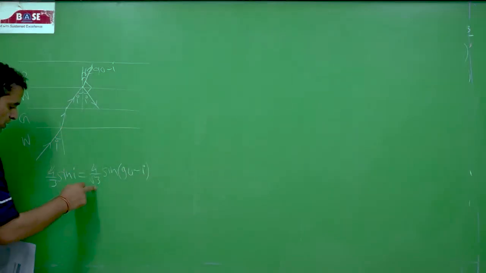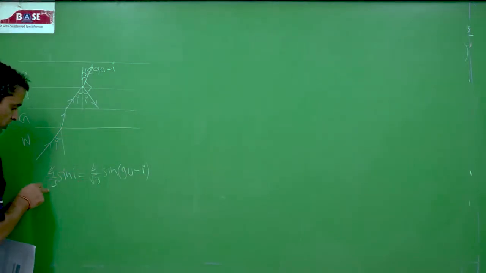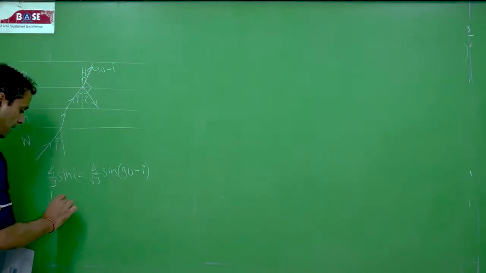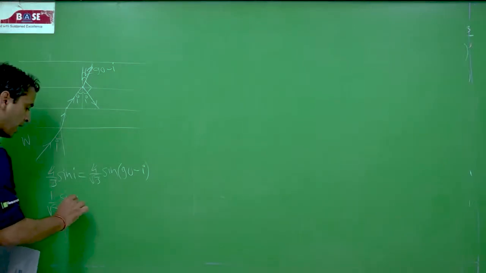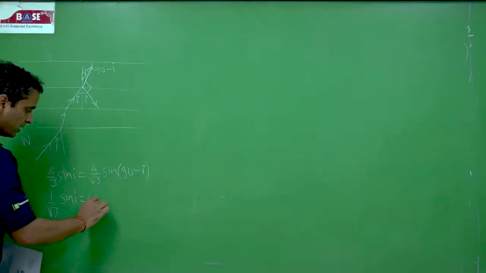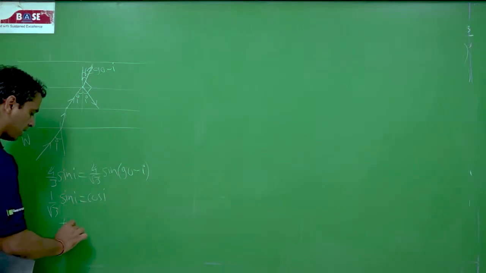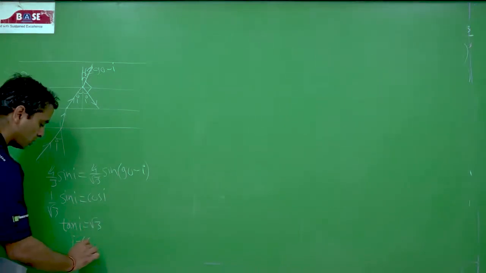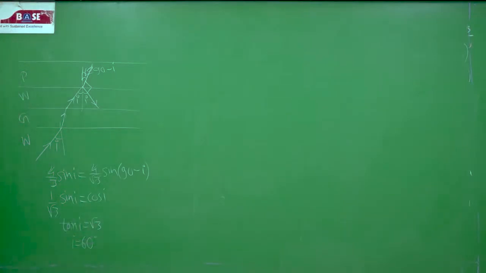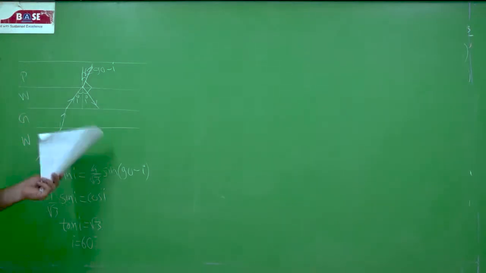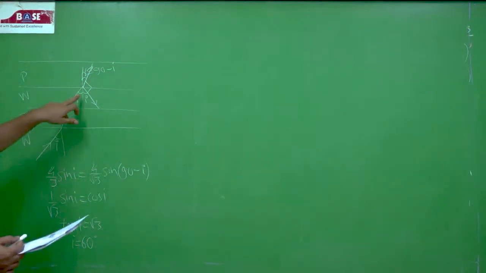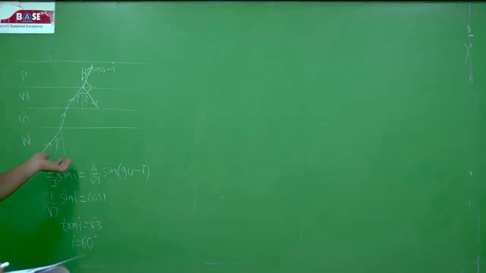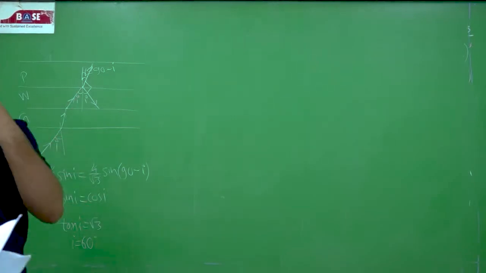We get the 4 cancelled, and this root 3, so there will be root 3 in the denominator. 1 by root 3 sin I equals sin of 90 minus I, which is cos I. So we get tan I equals root 3. I has to be equal to 60 degrees. That's it. The angle of incidence from the water side, this angle and this angle are the same. So here itself the angle of incidence should be 60 degrees.